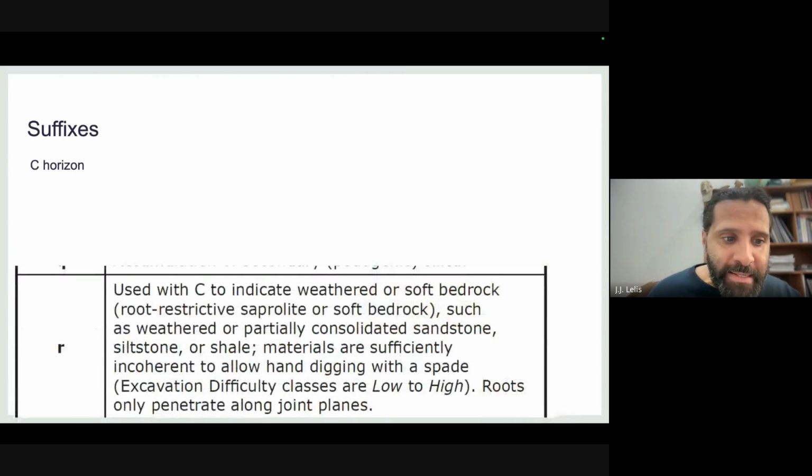Okay. We also use the letter R. The letter R is used only for the C horizon, or the C layer.